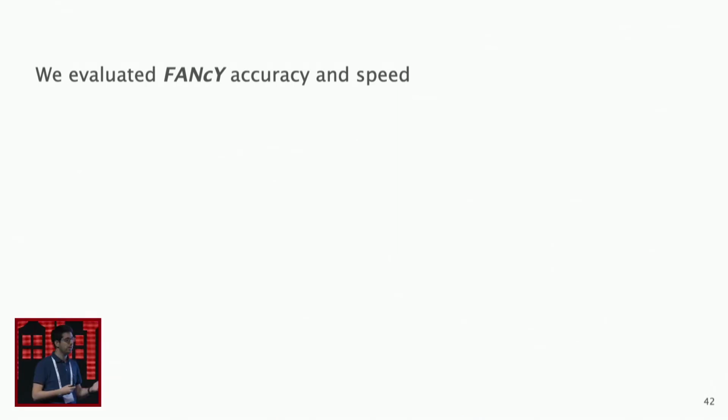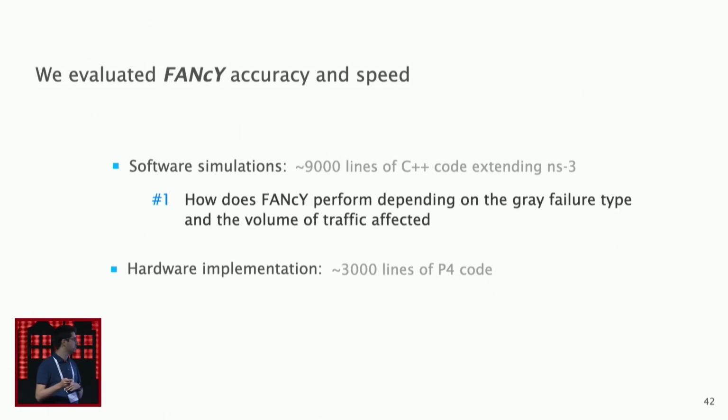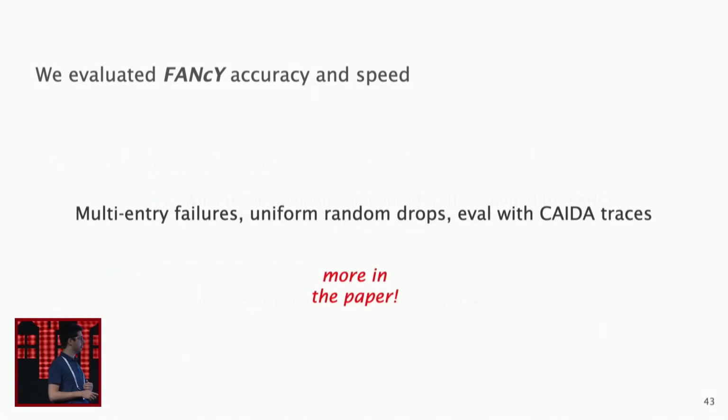and has less accuracy. Now, let me show you Fancy's accuracy and speed. For that, we have software simulations using NS3, which we extended, and a hardware implementation. Due to the lack of time, I'm only going to show you two things in this presentation. First, how does Fancy perform depending on the gray failure and the traffic affected? And second, can we implement this in today's programmable switches?